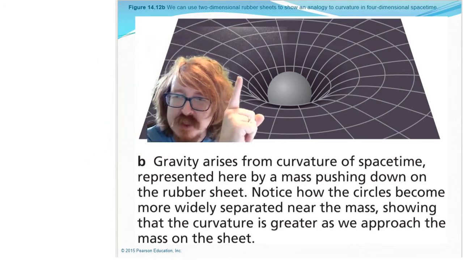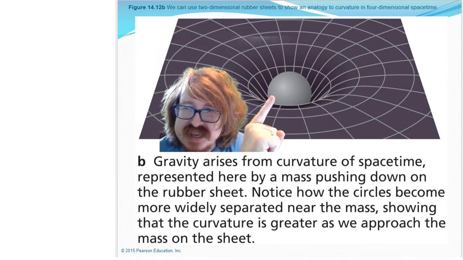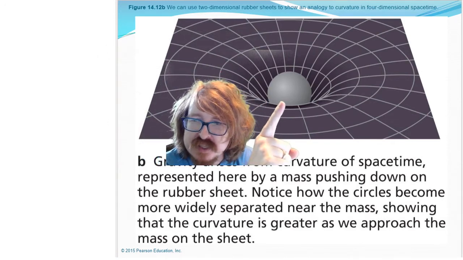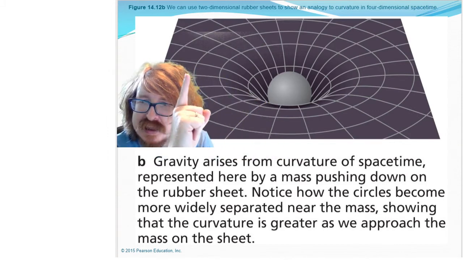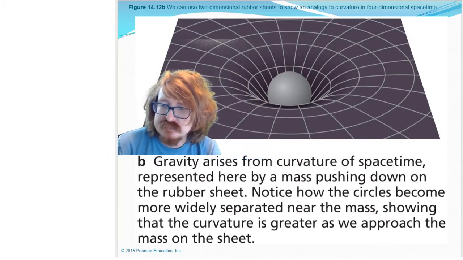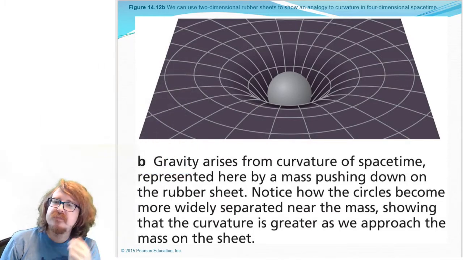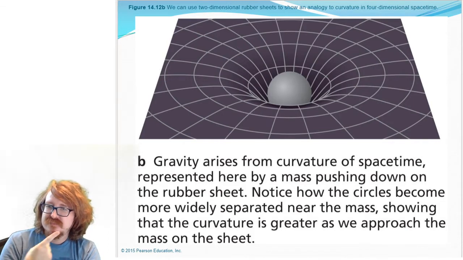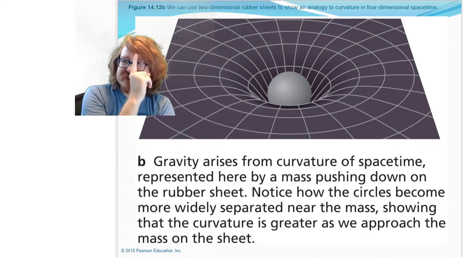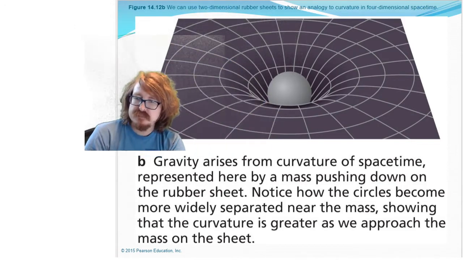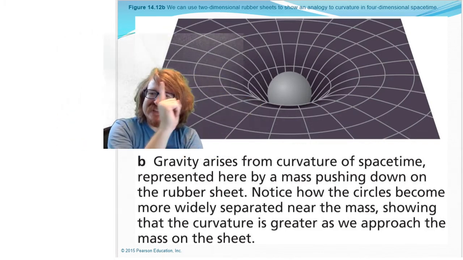Well, check out the bend here. What happens to the steepness of the bend as you get closer to this bowling ball? Does it get more steep as you get closer, or does it get less steep as you get closer? It gets more steep. It gets steeper, right?